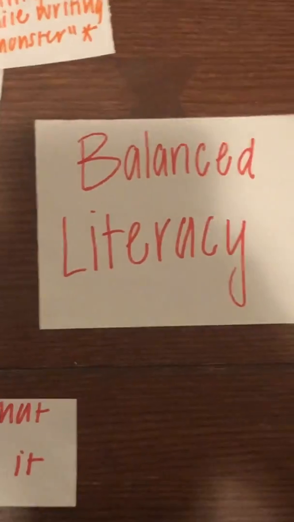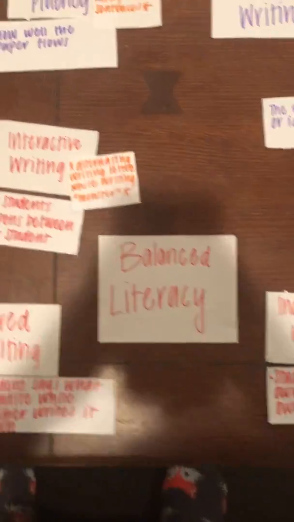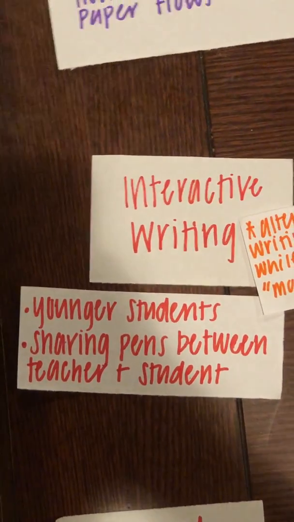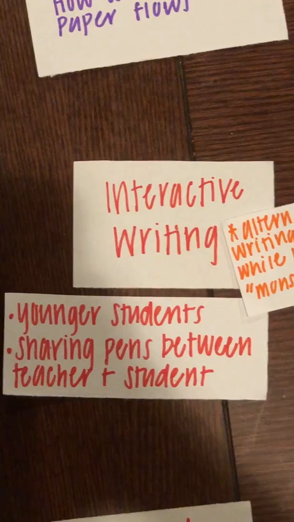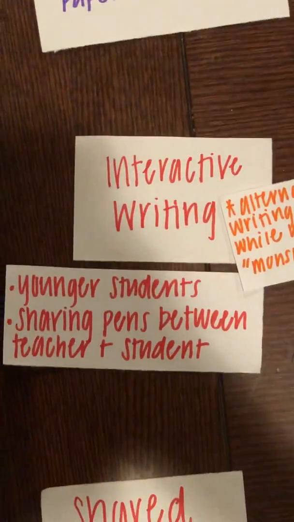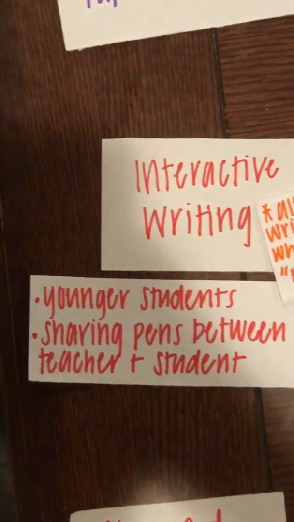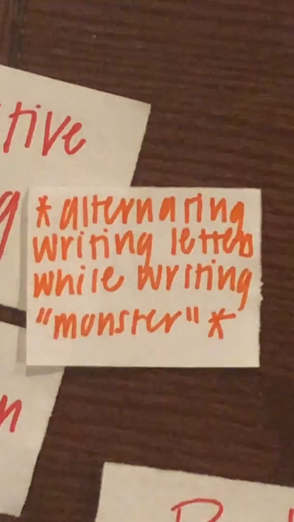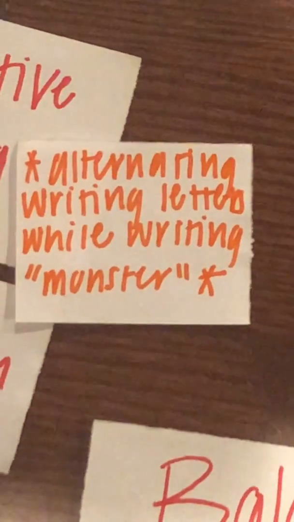Moving on to balanced literacy, the first thing about balanced literacy is interactive writing. This is typically used with younger students, and it's when a teacher and a student are sharing pens, alternating while writing a word. For example, if you are writing the word monster, the teacher would write the letter M, then the student would write the letter O. Then the teacher would write the letter N, and the student would write the letter S until the word is complete.